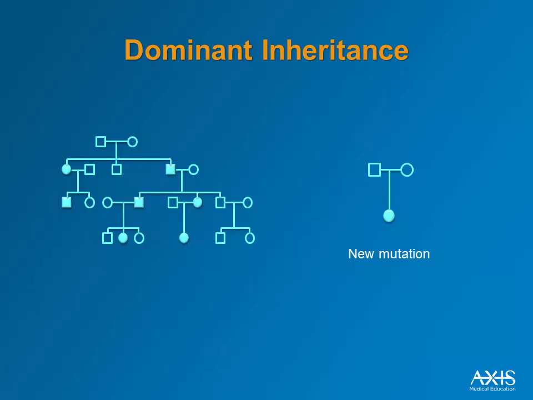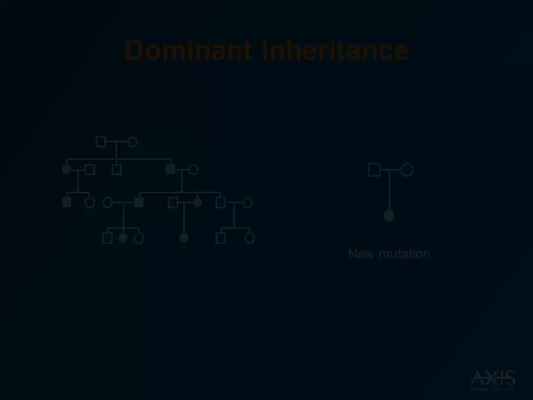However, once a child has tuberous sclerosis complex due to new mutation, as that child grows up, he or she will face a 50-50 chance of transmission to the next generation.